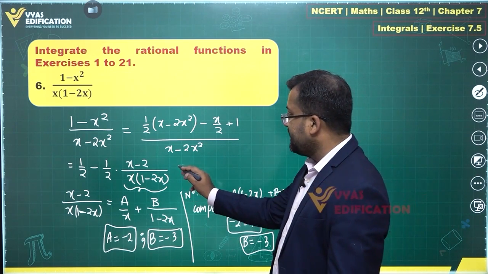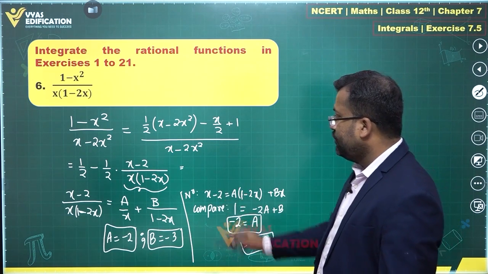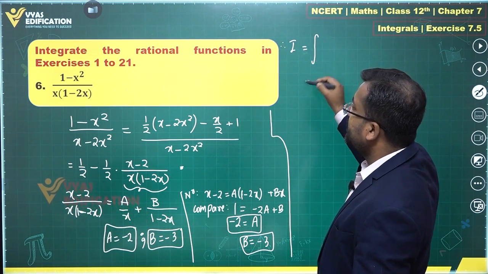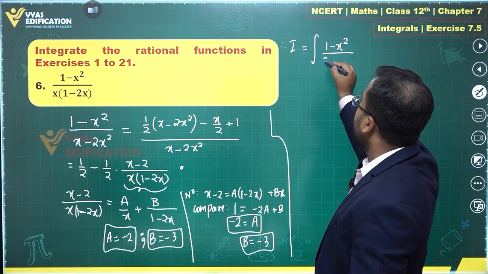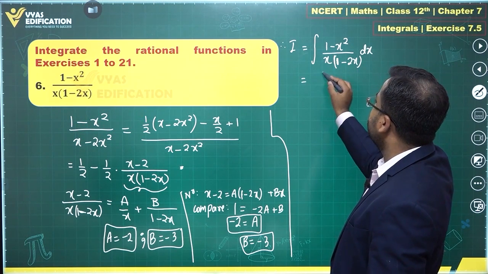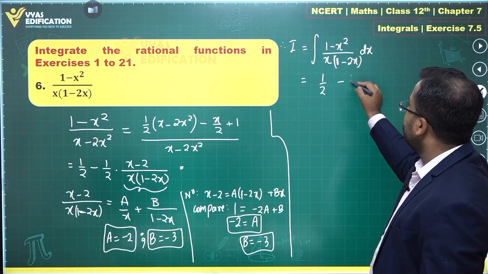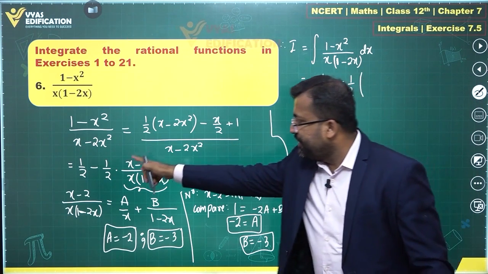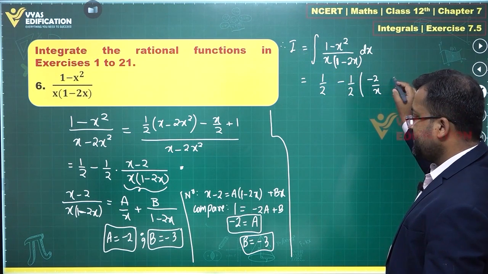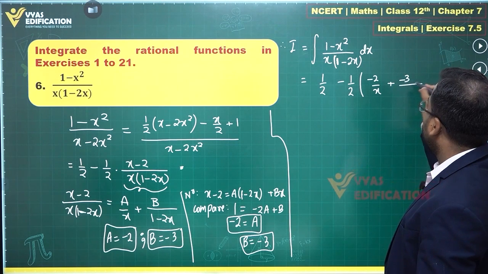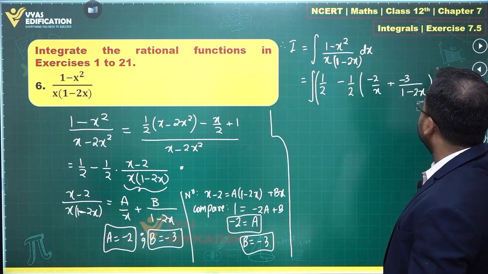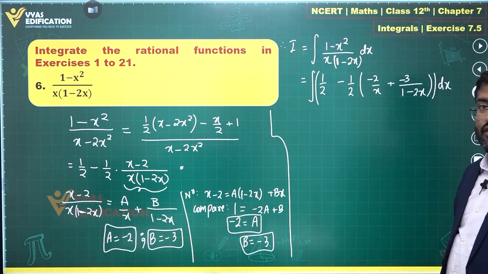Therefore, we have written this complete expression as sum of two partial fractions, and now I can integrate this. Therefore, I, which was actually equal to the integral of 1 minus x square over x times 1 minus 2x dx, has been simplified as 1 by 2 minus 1 by 2 times a upon x, where a is minus 2, plus b, which is minus 3 upon 1 minus 2x, and integral of this whole expression with respect to x is what we are looking forward to.